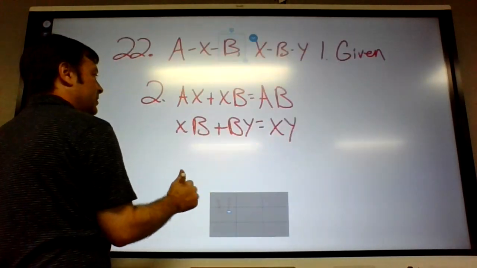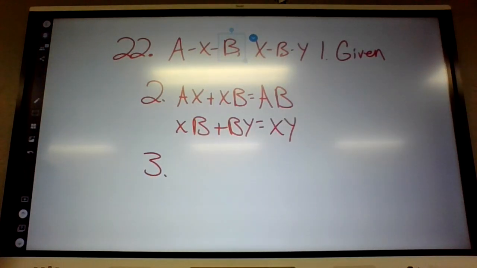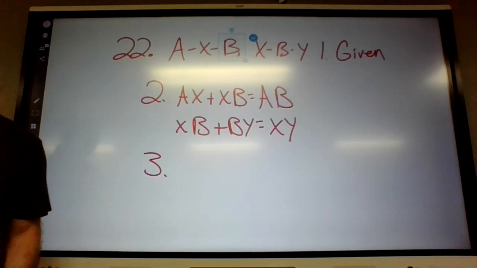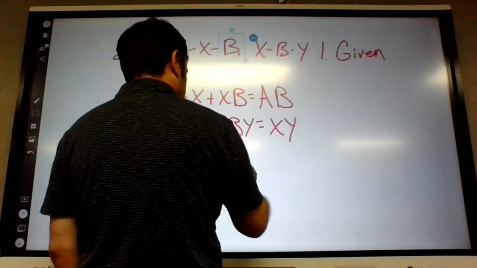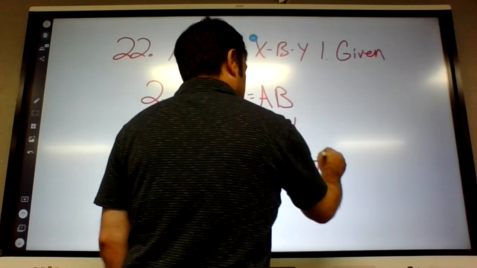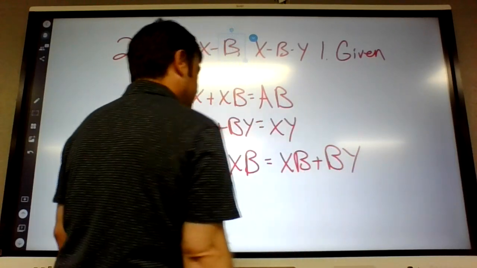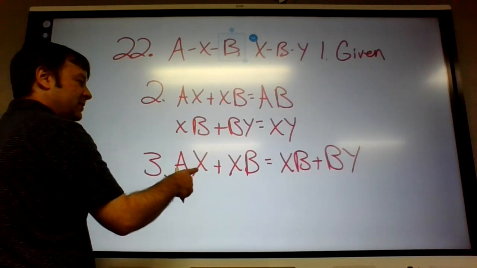So, all right, here's where the trick comes in. On line 3, well, they kind of did the trick for us. We've got to say the reason though. AX plus XB equals XB plus BY. Can you write that down? I need to write it down. How did they figure this out?